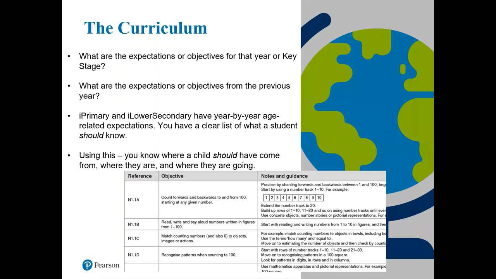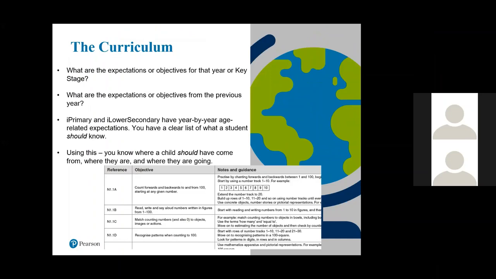So firstly, I mentioned the curriculum. Look at the curriculum you're following. What are the expectations and objectives for that year or key stage? And what are the expectations from the previous year? Ideally, a student should come to you knowing everything from the previous year. How likely that is or not is up for debate, but this document, the curriculum, will also provide a useful tool for you to track against. Since iPrimary and iLower Secondary have year-by-year age-related expectations, you've already got a ready-made progression map telling you where a child is coming from, where they should be now, and where they're going. You can see at the bottom of the screen an example of the level of detail provided there. So this is a small selection of the Year 1 objectives for maths.